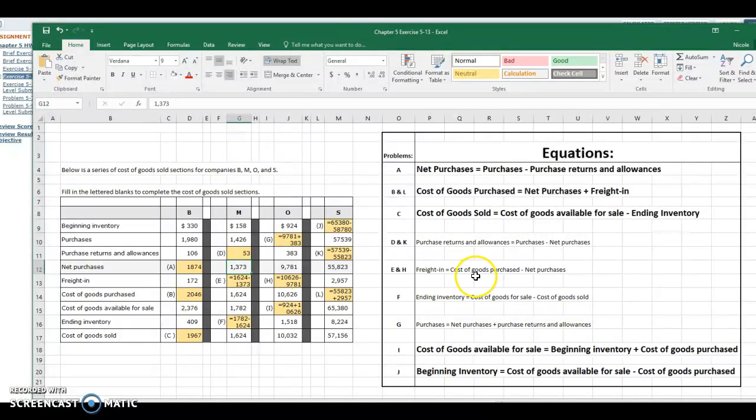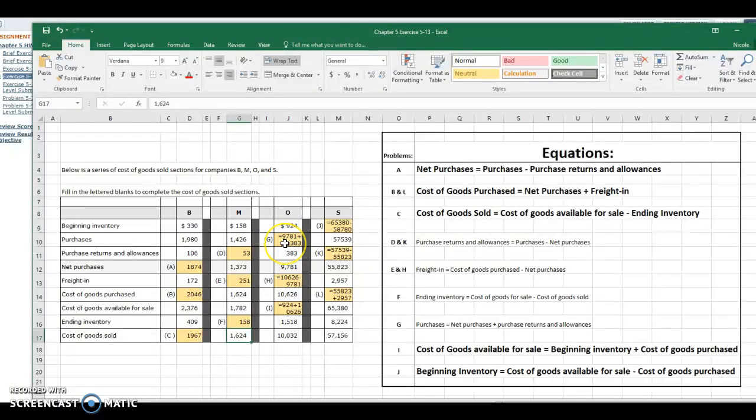For E, we need to find our freight in. And so we come over here, and that's cost of goods purchased minus net purchases. So we'll look over here. Cost of goods purchased is 1624 minus net purchases of 1373, which will give us 251. Over here we have our ending inventory. So we'll come over here, and that's the cost of goods for sale minus cost of goods sold. So we have our cost of goods for sale, 1782, minus our cost of goods sold, which is 1,624, which will give us 158.